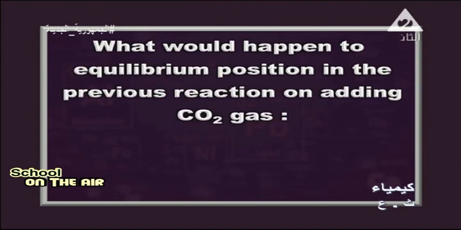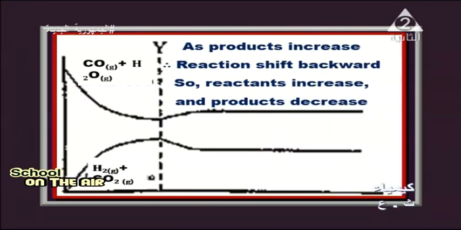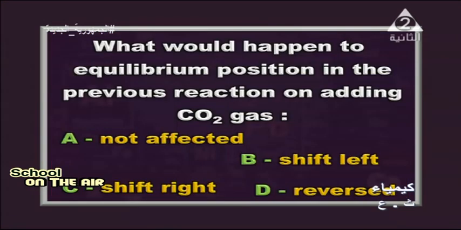What would happen to the equilibrium position in the previous reaction on adding carbon dioxide gas? Is it not affected, shift left, shift right, or reverse it? If you look at the graph, as the product increase, the reaction shifts backward direction, so reactants increase and products decrease. So it shifts left.